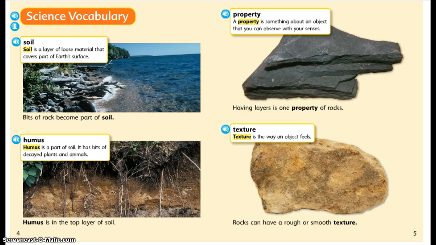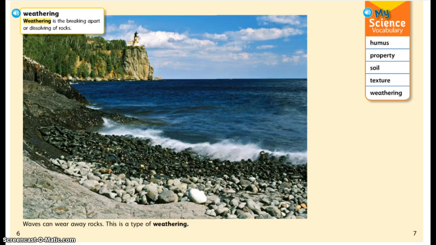Property. A property is something about an object that you can observe with your senses. Having layers is one property of rocks. Texture. Texture is the way an object feels. Rocks can have a rough or smooth texture. Weathering. Weathering is the breaking apart or dissolving of rocks. My science vocabulary: humus, property, soil, texture, weathering.